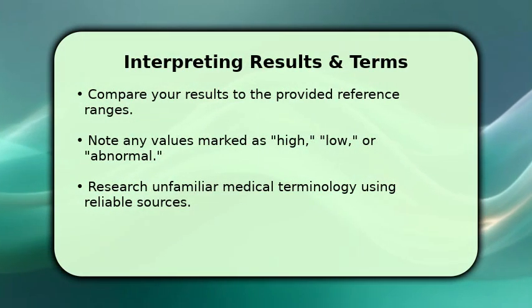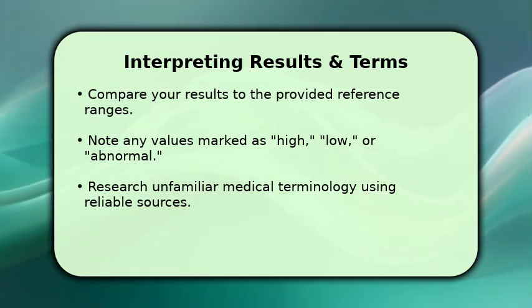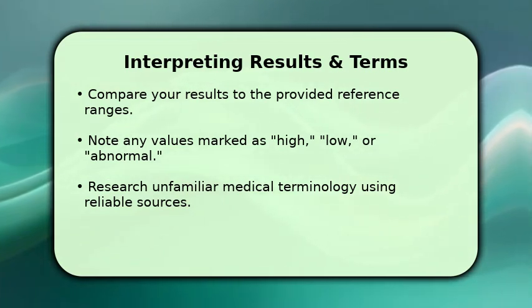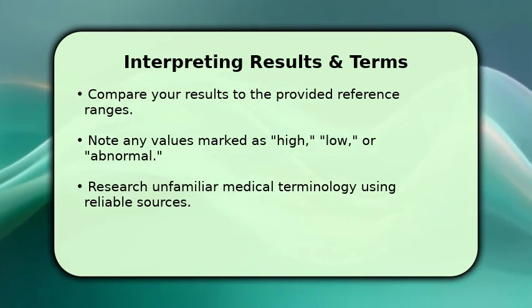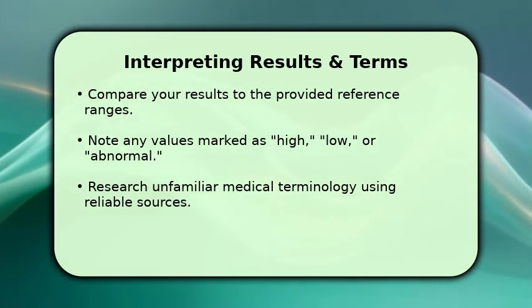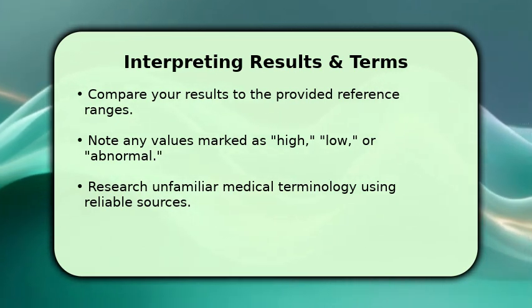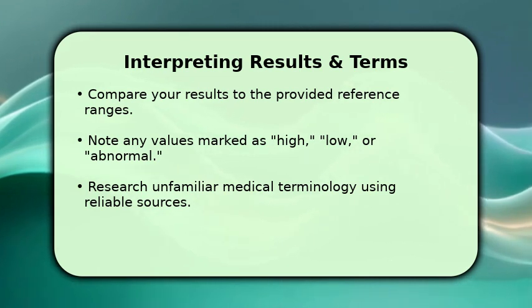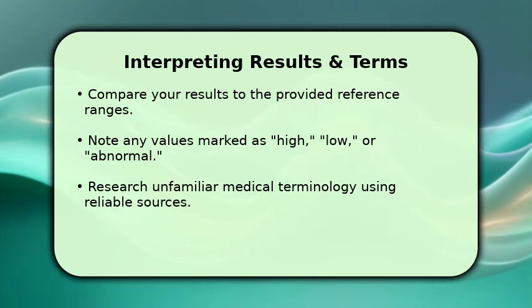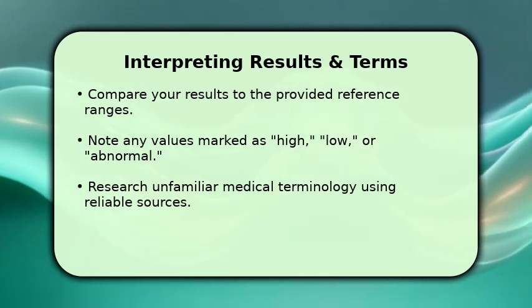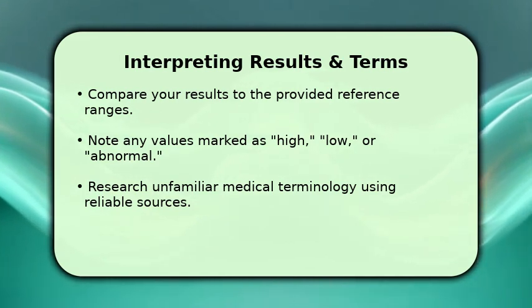When reviewing your results, always compare them against the provided reference ranges, which indicate typical values for a healthy individual. Pay close attention to any values highlighted as high, low, or abnormal, as these often warrant further discussion with your doctor. For example, a blood pressure reading of 140 over 90 millimeters of mercury is considered elevated. Don't hesitate to look up any unfamiliar medical terms to better understand their meaning.